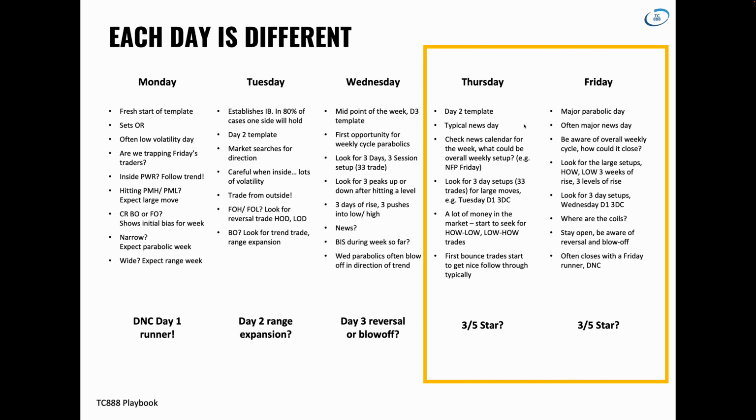So here again, each day is different. We are now at the end of the week. I mean, Friday is a public holiday, so it's kind of Thursday and Friday combined. Here you're looking for 3 and 4, 5-star trades, and really look for the 3-day setups. You look where the coils are, but you stay open, as I say here. Be aware of reversal and blow off.